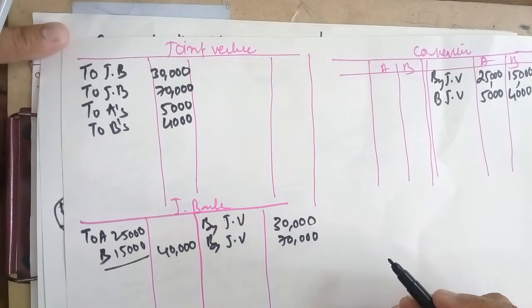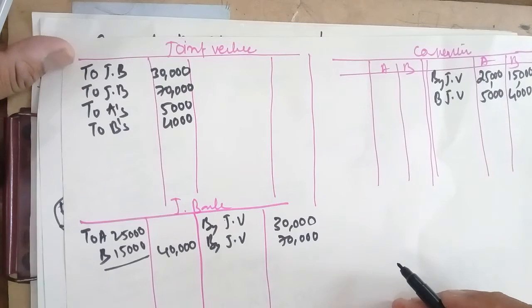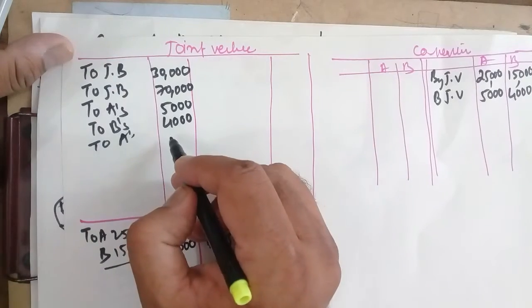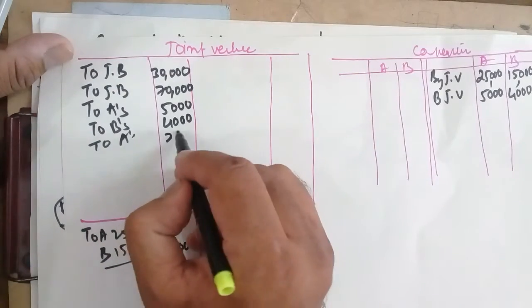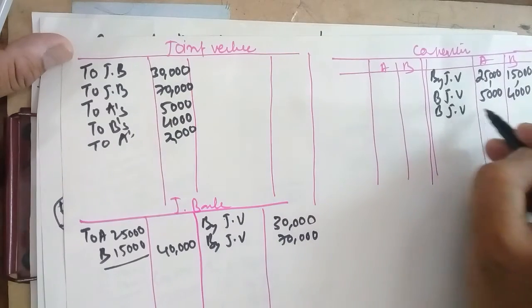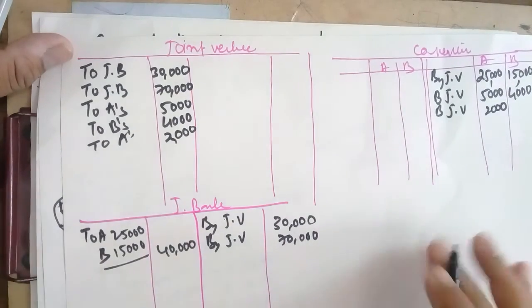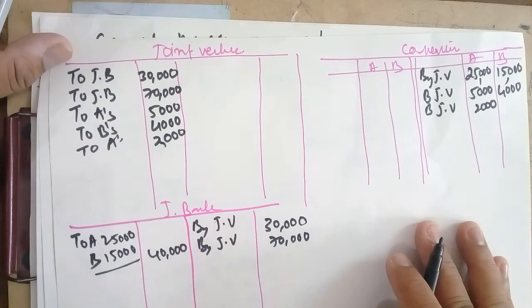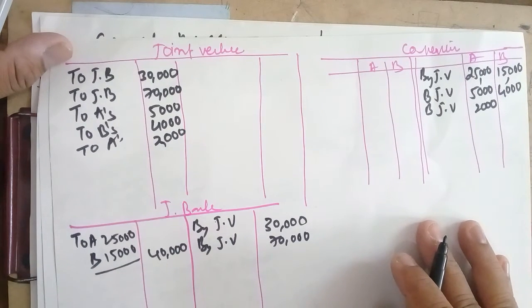Then architect fee paid by A. So A is paying the architect fee. To A's account, how much architect fee? 2,000, right? In A's account, by joint venture 2,000. Because A is meeting this expenditure, it should be credited to A's account. Right? Next, the contract was completed and price received.